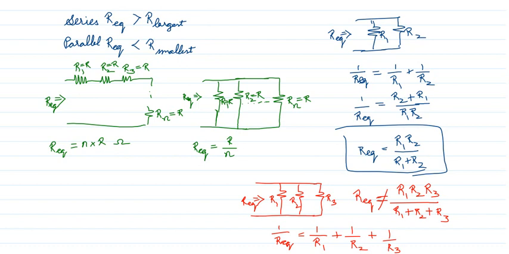But remember, do not expand this for three resistances. For three resistances, I cannot say R1 R2 R3 divided by R1 plus R2 plus R3. This is completely wrong. This shortcut is applicable only when two resistances are in parallel. Suppose you have three resistances, then you have to proceed again like 1 by R equivalent equals 1 by R1 plus 1 by R2 plus 1 by R3. This is the procedure we have to follow when three resistances are in parallel.